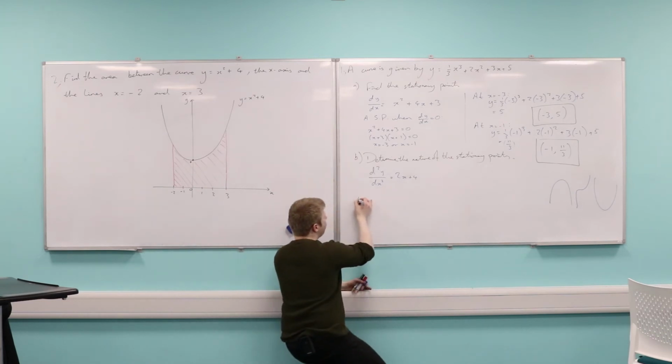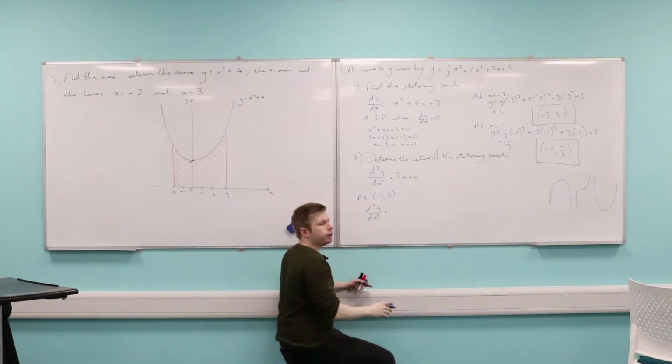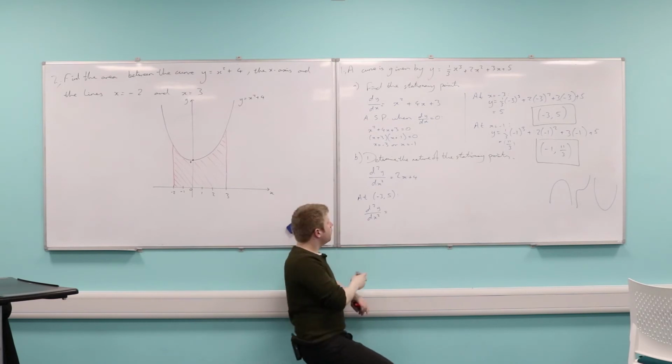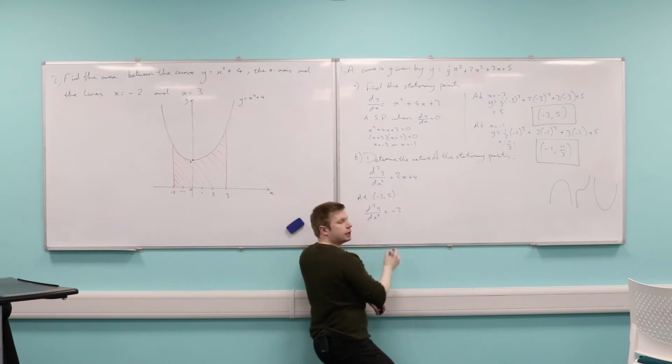So let's go for the first one we found. Let's go at negative 3, 5. What's the rate of change of our gradient at negative 3, 5? Negative 2. Good. Just simply stick negative 3, our x value, in here. So it comes out as negative 2.